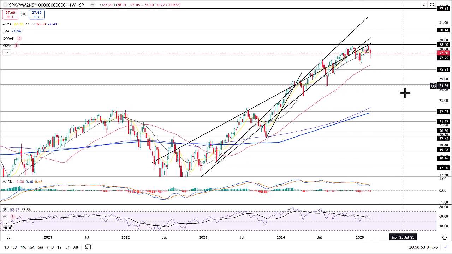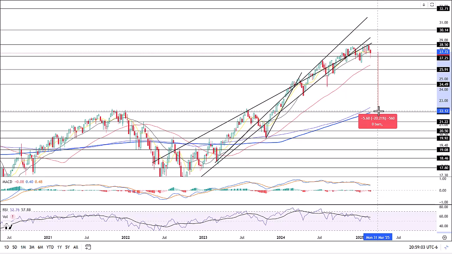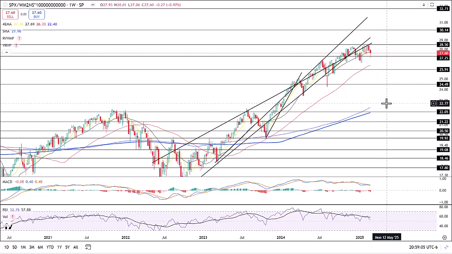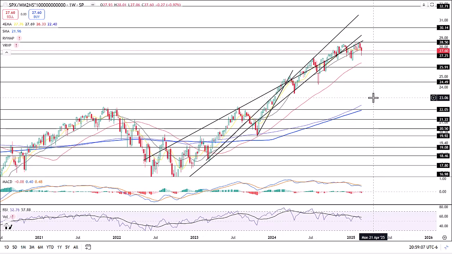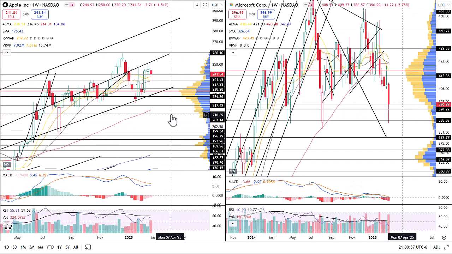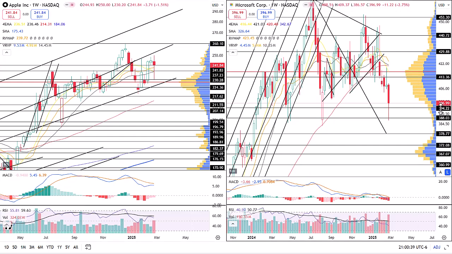If we do see this continue to roll to the downside, that would take you back to that 144 in the 200 zone. If we did get a move like that, that's about 20% lower. Can it happen? Absolutely. Will it take a while to happen? Probably also yes. Moving over to Apple and Microsoft here on the weekly charts.